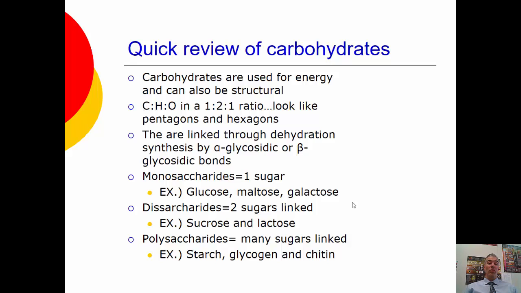A monosaccharide is 1 sugar. A disaccharide is 2 sugars linked. A polysaccharide is more than 2 linked together. Usually they won't do just 3. Like a trisaccharide, it's usually multiple linked together. And starch, glycogen, and chitin would be examples of those, as well as cellulose.